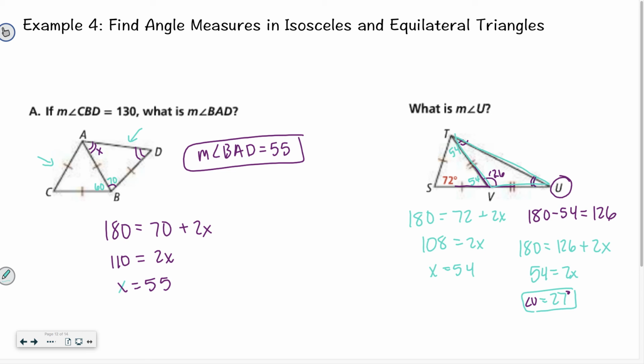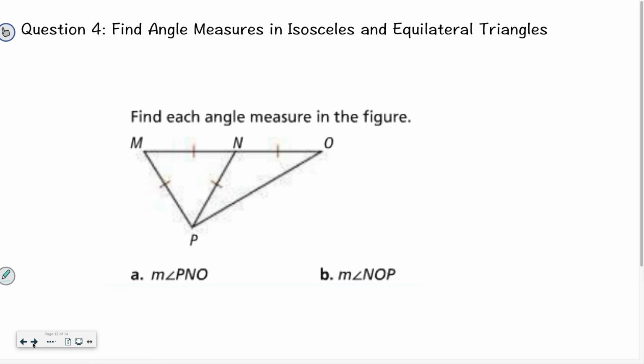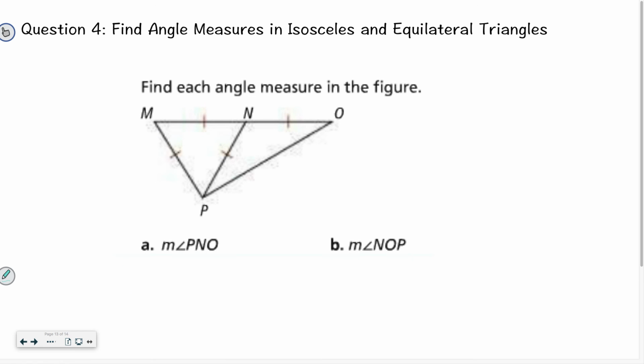All right, now why don't you try to find the measure of angle PNO. Good luck. Hopefully for PNO, you realized that I gave you an equilateral triangle on the left. So all of those angles are going to be 60. And then you saw we have some supplementary angles. So 180 minus 60 gives me 120. So PNO is 120 degrees.